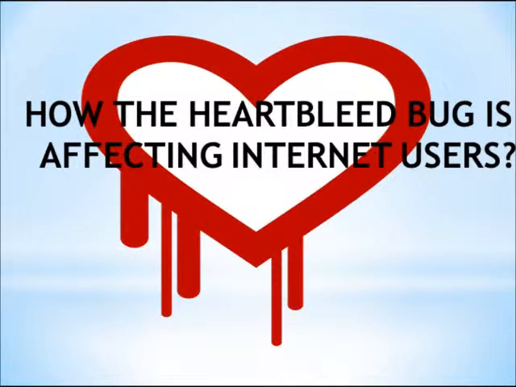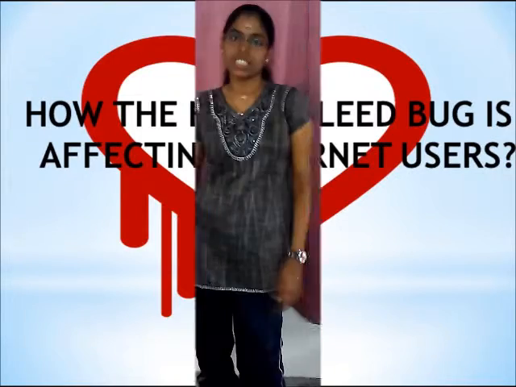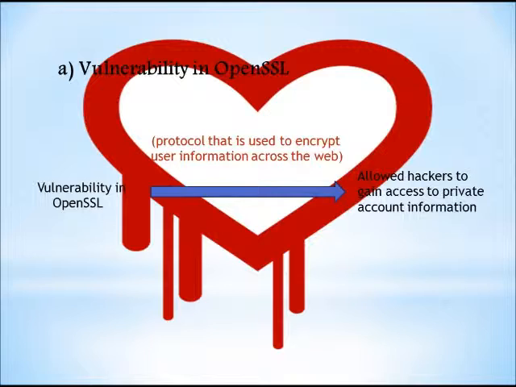How is the Heartbleed Bug affecting Internet users? First, vulnerability in OpenSSL. OpenSSL is the protocol that is used to encrypt user information across the web. From there, it will allow hackers to gain access to private account information. Second, attackers can access additional information about the server and create vulnerability.